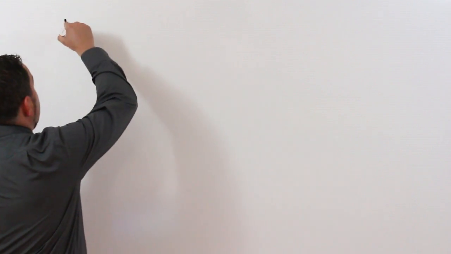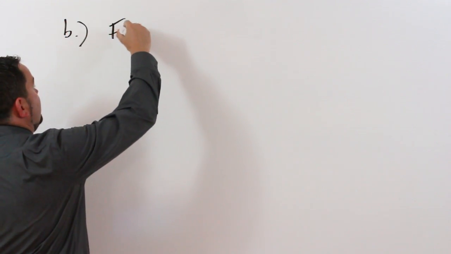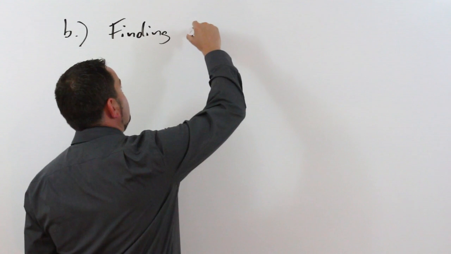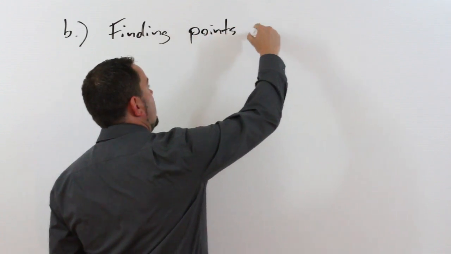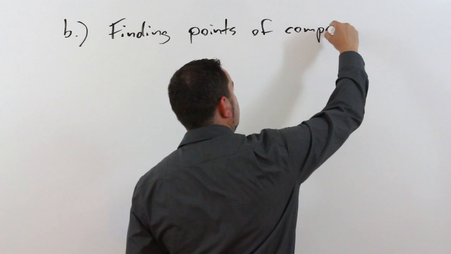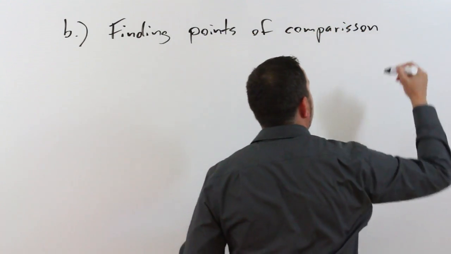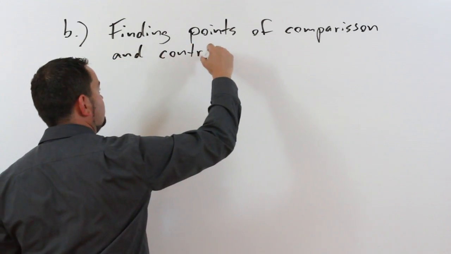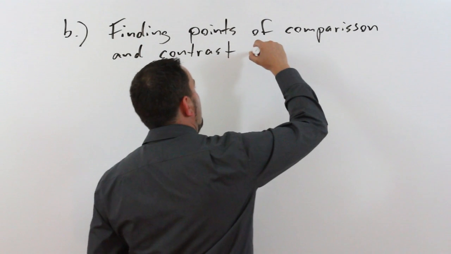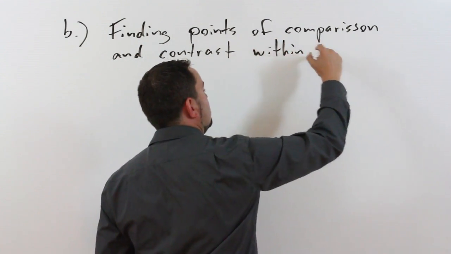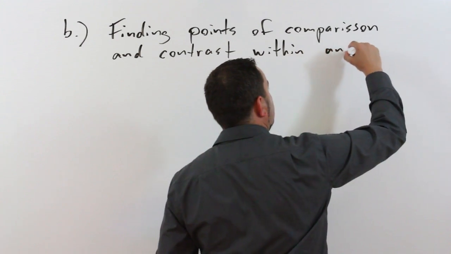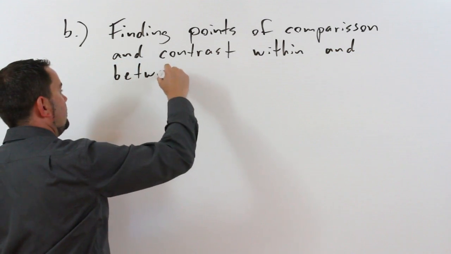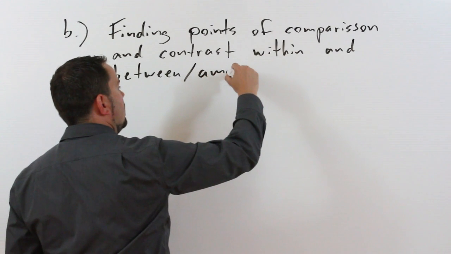So B here is finding points of comparison and contrast within and between or among graphs.